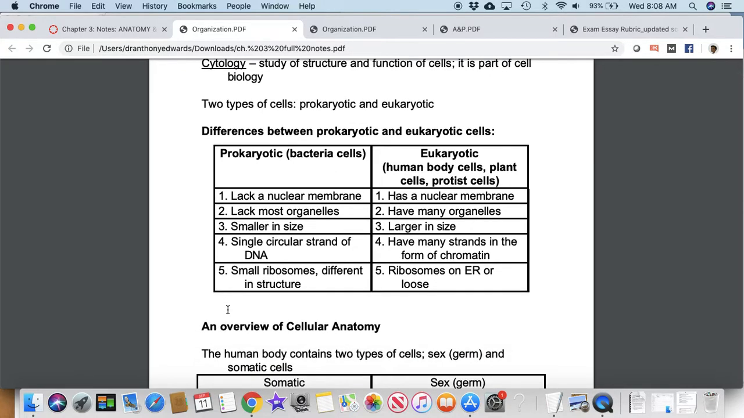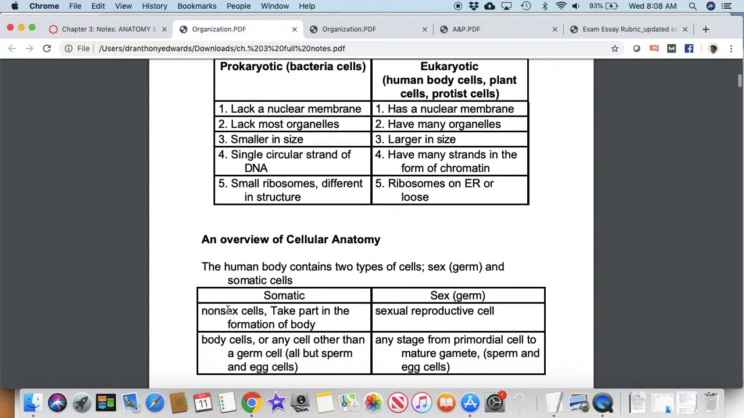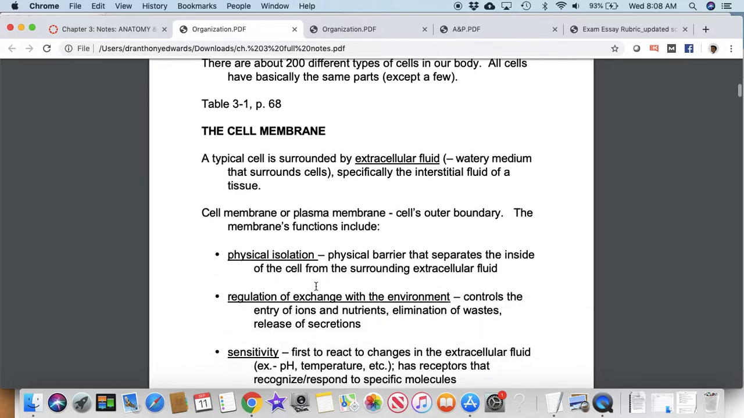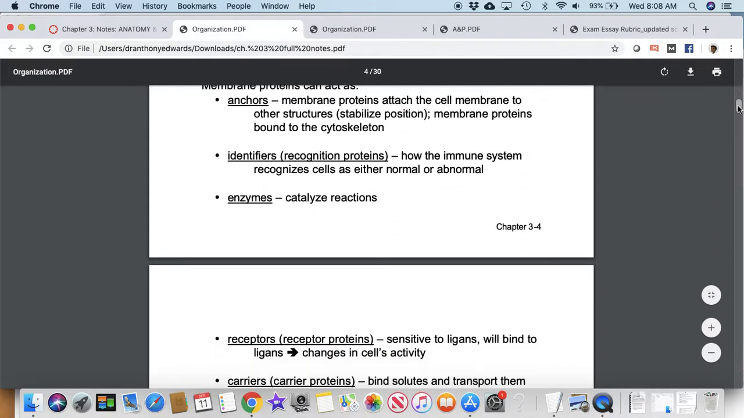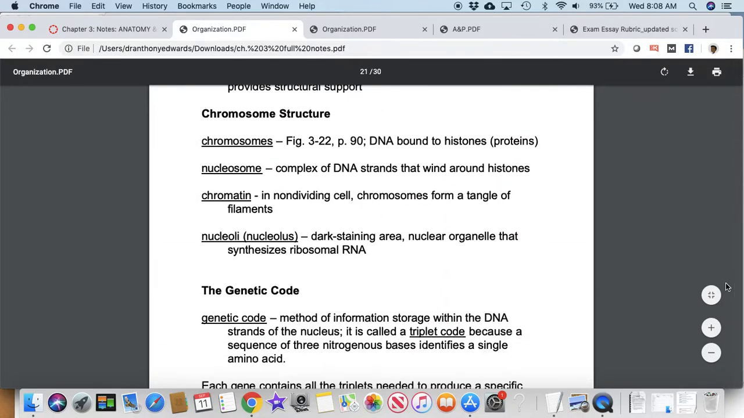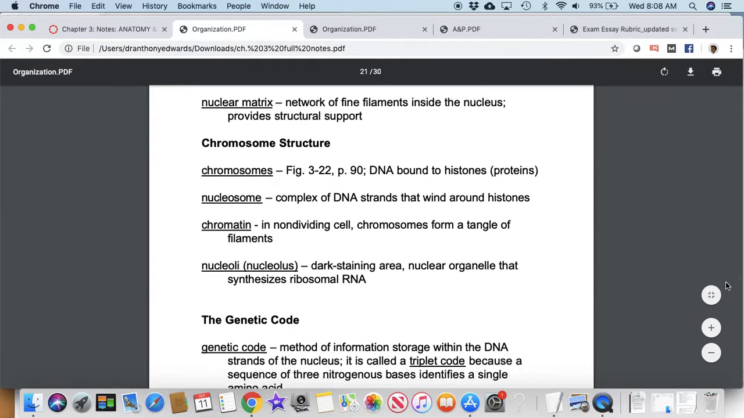You want to know the definition of the genetic code. You know the definition of genes, and you know the definition of chromosomes. All right, so those are definitions that you'll want to know. So genetic code, gene, and chromosome, and this is for the fill in the blank. All right.